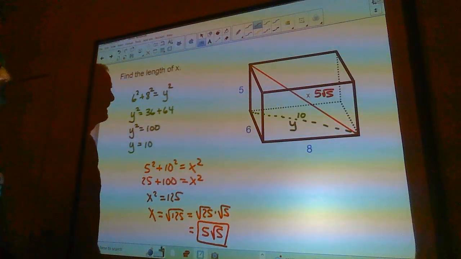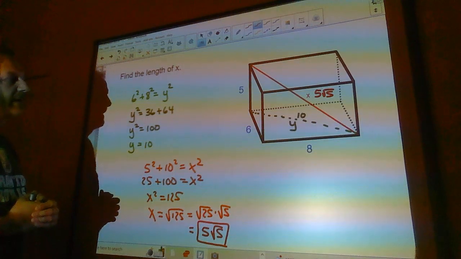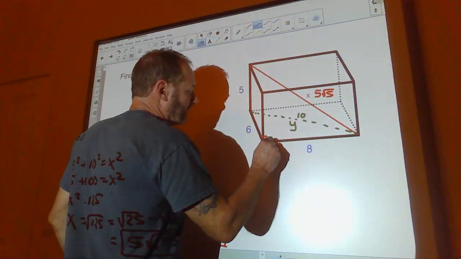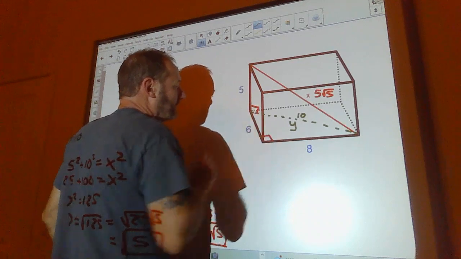Okay, so I can just break that into two examples of the Pythagorean theorem because I have two right triangles involved. I've got one right here, and I've got another one right there.